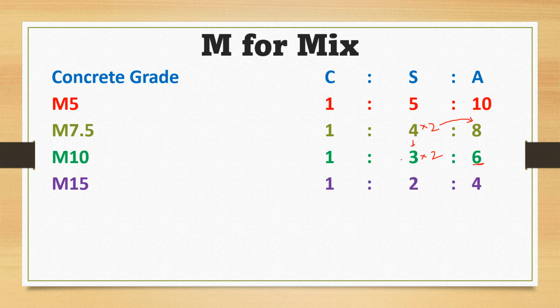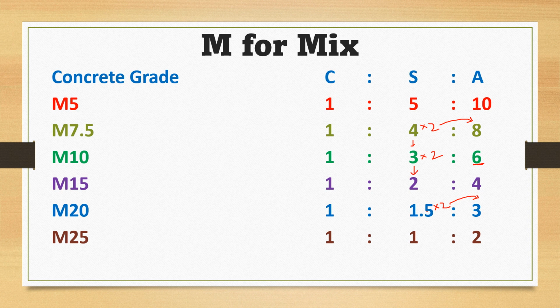And for M15 grade, we have decreased one more number from 3 and it is 2. So now the cement part is 1, sand part is 2 and aggregate parts are 4. For M20 grade concrete, we have reduced by half, only half a number, as we increase the strength from 15 to 20. The sand component will be reduced from 2 to 1.5 and the aggregate component from 4 to 3. If we multiply 1.5 by 2, we obtain 3. So the aggregate part is double the sand part.